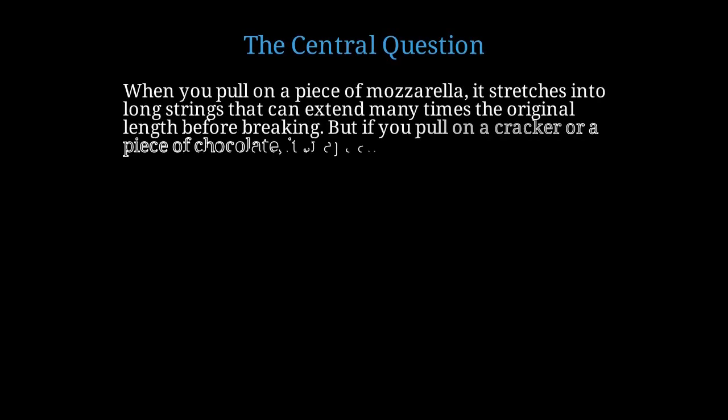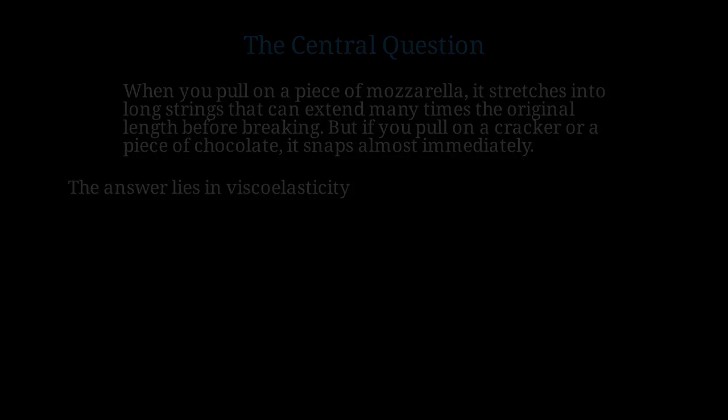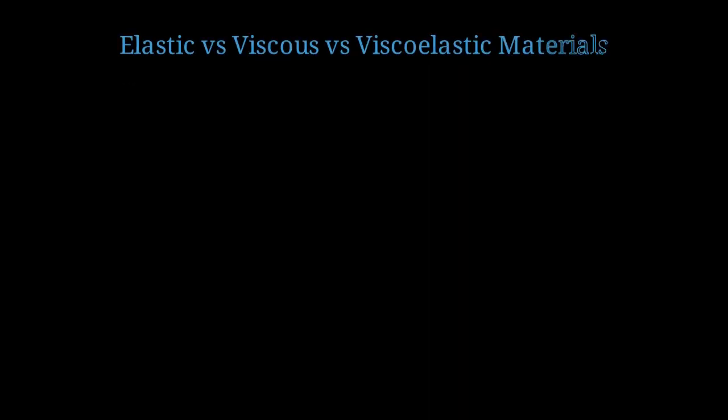When you pull on a piece of mozzarella, it stretches into long strings that can extend many times the original length before breaking. But if you pull on a cracker or a piece of chocolate, it snaps almost immediately. What's the difference? The answer lies in a property called viscoelasticity, which combines aspects of both viscous liquids and elastic solids. To understand viscoelasticity, we need to first understand the difference between elastic materials, viscous materials, and viscoelastic materials.